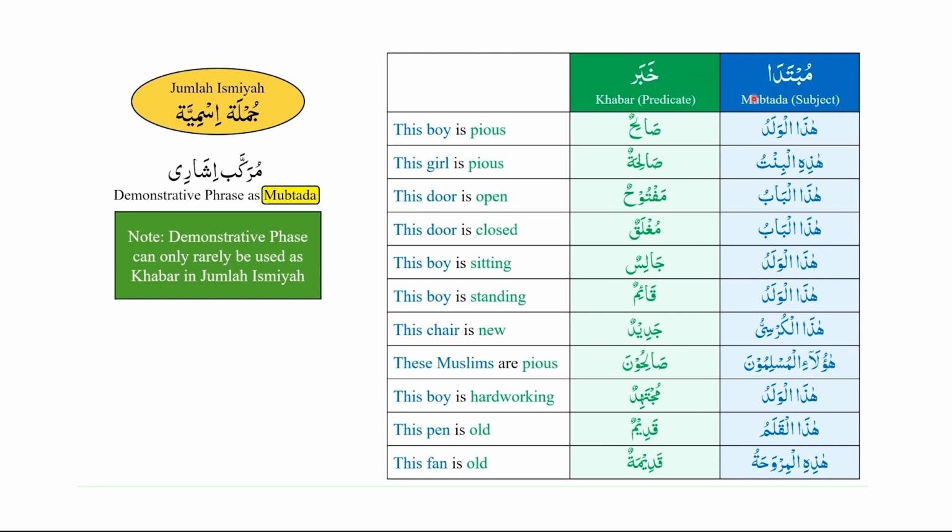Hazal waladu salihun. This boy is pious. Hazal waladu is a murakkab ishari. It is mubtada. It is mubtada because it is marfu and it is definite. Salihun is khabar and it is indefinite. Hazihil bintu salihatun. This girl is pious. Hazal babu maftuhun. This door is open.